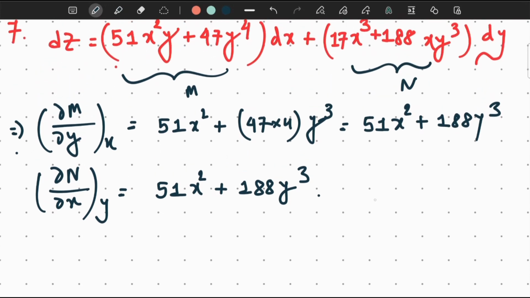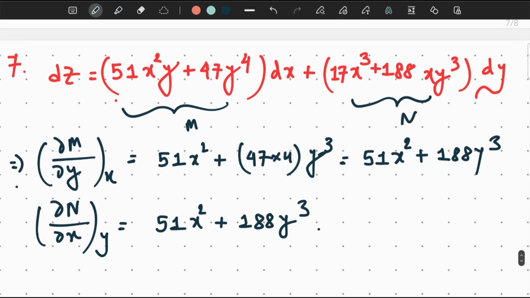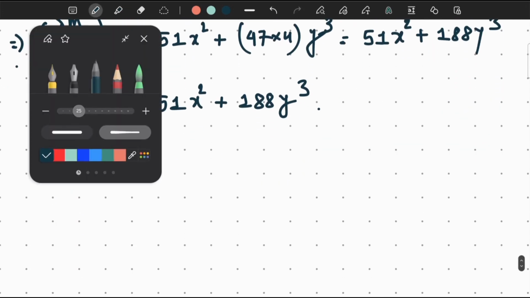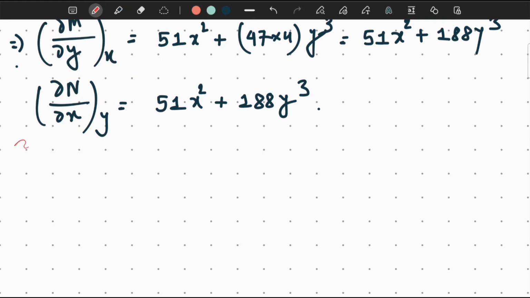Here also you can show dz as a function of some x to the power n, y to the power n, in that fashion. But that is not trivial here because the form of dz is not very straightforward. But from Euler's reciprocal relationship you can surely say that it is an exact differential. Now the next question, question number 8.